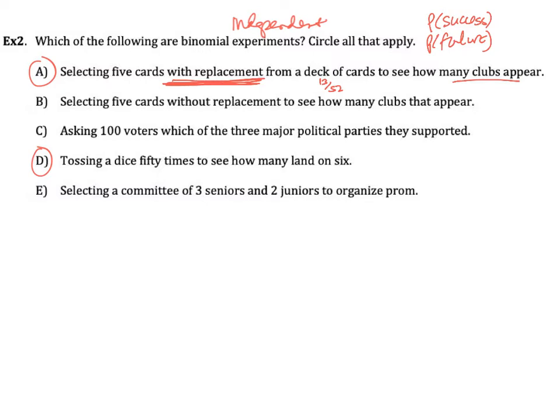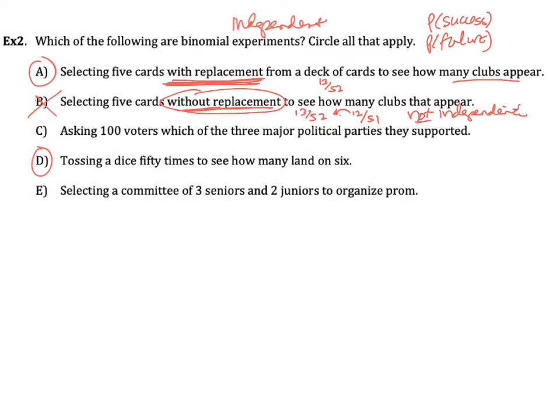Letter B says selecting 5 cards without replacement. Well, you would have 13 out of 52 chances for your first card, but then it would reduce. If you selected a club, you'd only have 12 left out of 51 cards. So that depends on what you picked in your first trial. So if you don't replace it, we no longer have independence. Therefore, this is not an example of a binomial experiment. We have two outcomes, clubs or not clubs, but they are not independent of one another.